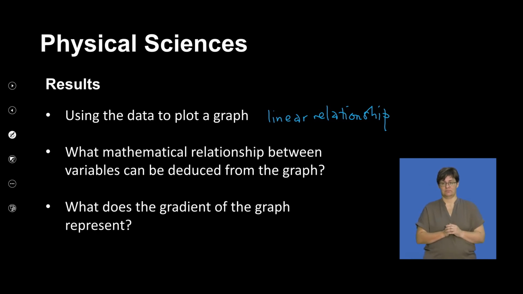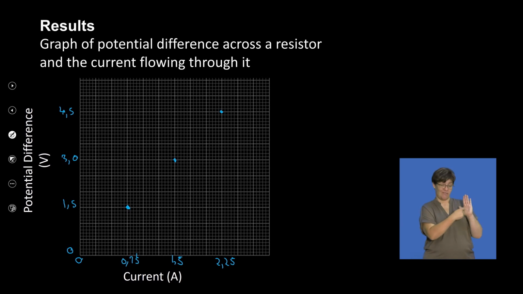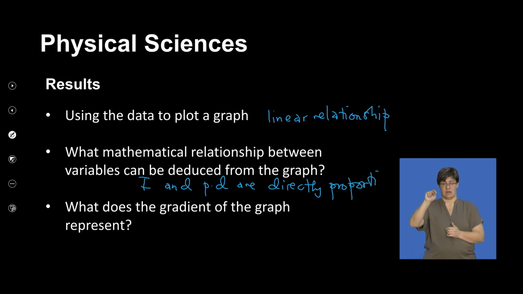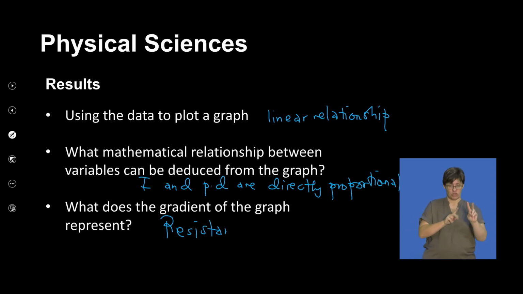So the graph suggests that the current and potential difference are directly proportional. They're directly proportional. And then what does the gradient represent in this case? The gradient actually represents the resistance, because the resistance is the ratio of voltage to current. It represents the resistance of the resistor concerned.